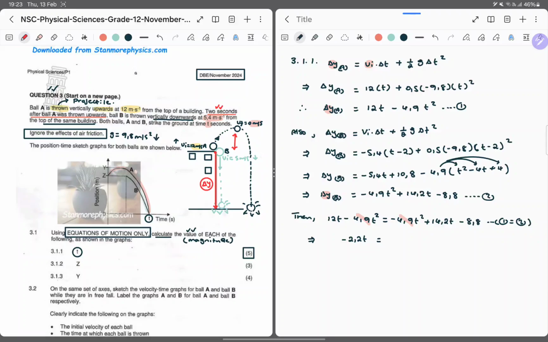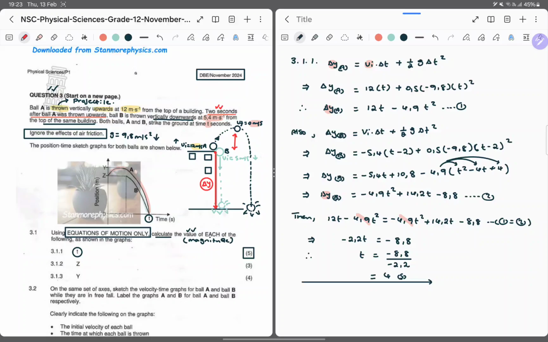Okay, so let's see, minus 14,2 plus 12. Yeah, that's the one. So we have minus 8,8 here. Therefore t is going to be minus 8,8 divided by minus 2,2. So 8,8 divided by 2,2, it's 4 seconds. Okay, so that's the time t.